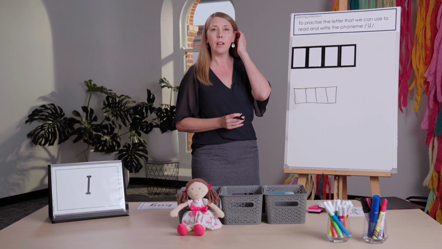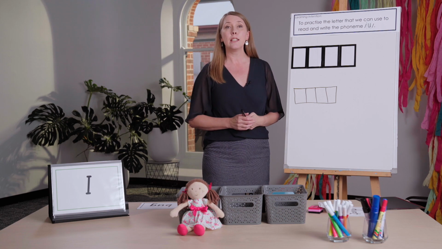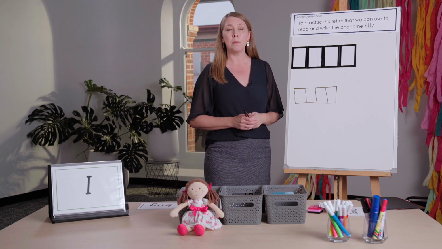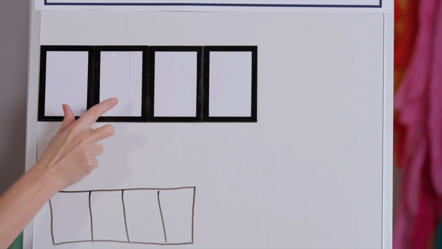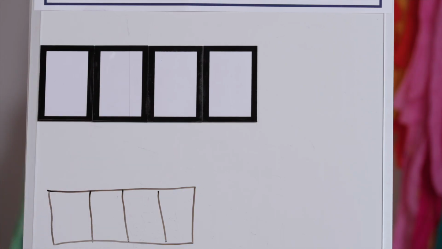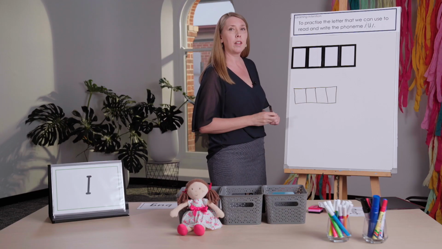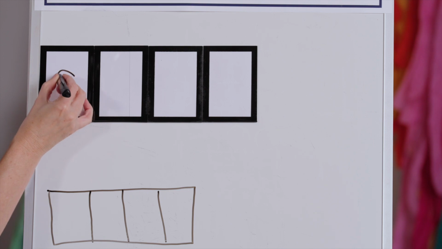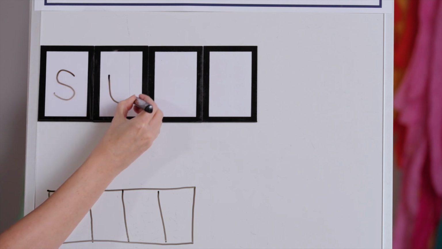Are you ready? Our first word that we're going to write today is sun. What word? Sun. Let's count the phonemes in sun. S, u, n. That's right, 3. S, u, n. So we'll need 3 of our Elkonin boxes. What was the first phoneme in sun? That's right, s. Writer, s. The next phoneme was u. That's right, it was u.